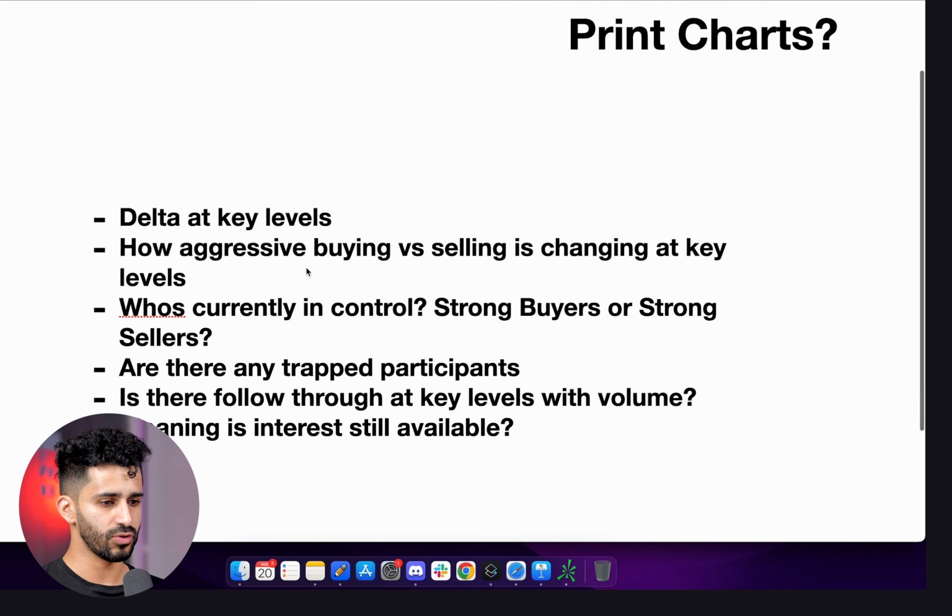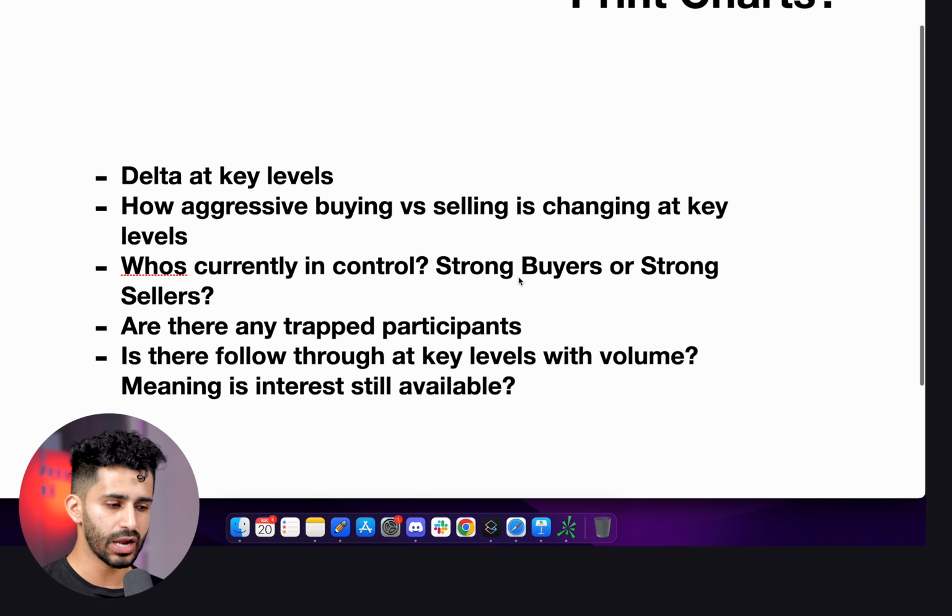What else am I looking for? Who's currently in control? Is it strong buyers or strong sellers? Are there any trapped participants? Sometimes you'll see unfinished auctions. You'll see buyers or sellers get trapped. Footprint charts do help us paint the picture for that, and that is another thing I look for.